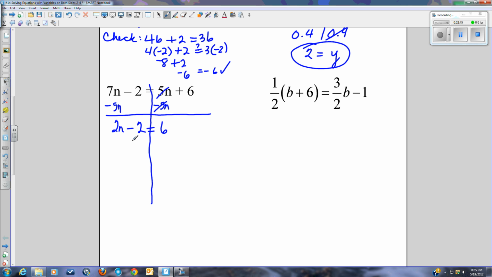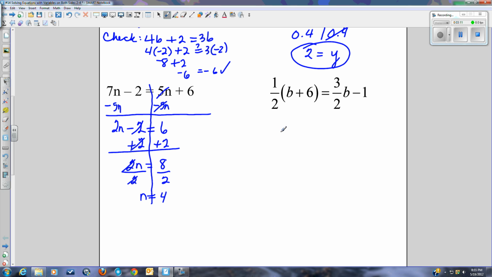We want to get n by itself, so we're going to add 2 to each side. 2's cancel, and we have 2n equals 8. We want to get n alone, so we're going to divide each side by 2, and we have n equals 4.